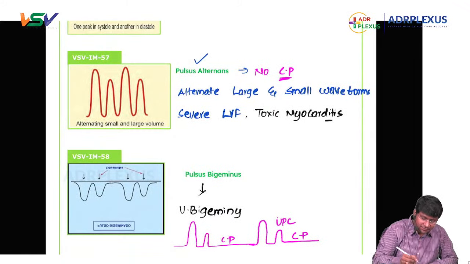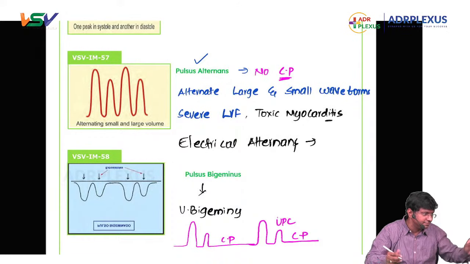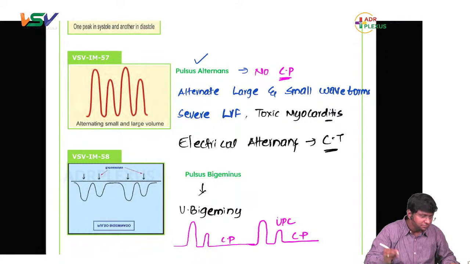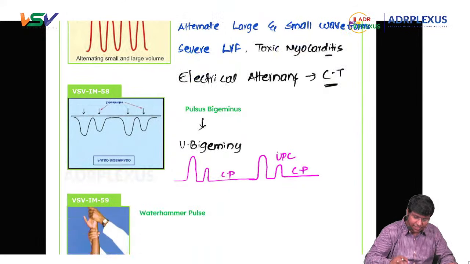Okay, now tell me which conditions you will have electrical alternans in the ECG. Very good. You will have that in cardiac tamponade. In cardiac tamponade, you will have this electrical alternans. Okay, right.